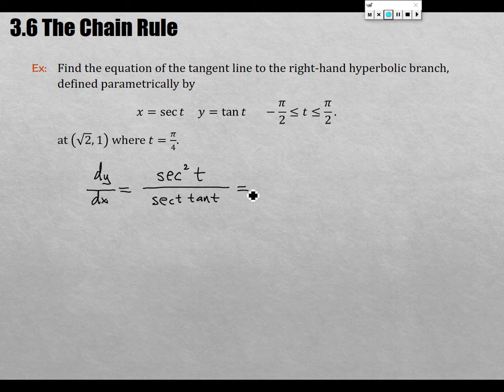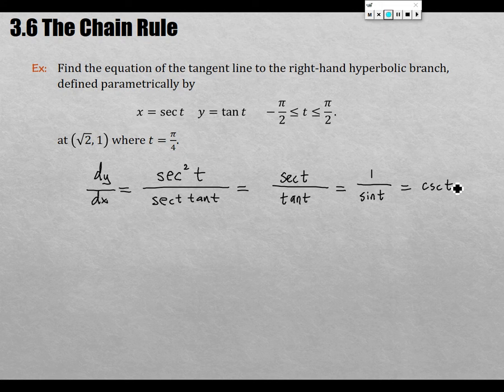Good. And that actually simplifies a little bit. What can we say here? Sec t over tan t. That's 1 over cosine over sine over cosine. So that's 1 over sine. This is 1 over cosine and this is sine over cosine, so the cosines cancel, right? Alright, so that actually works out nicely.